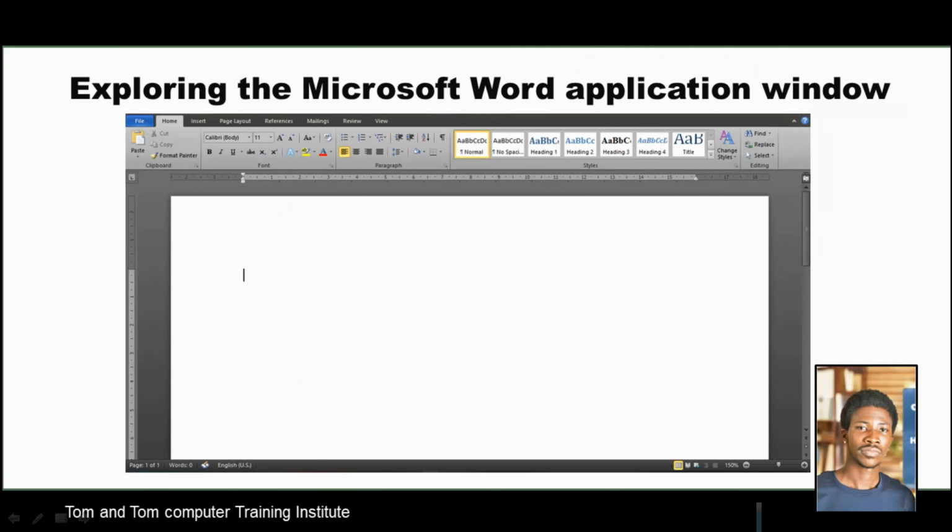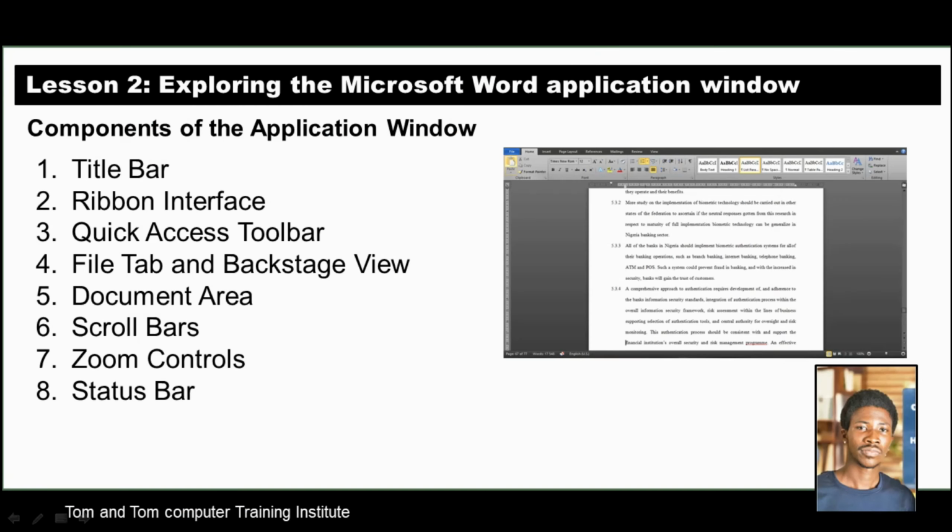So the components of the Microsoft Word application window include the title bar, the ribbon interface, the quick access toolbar, file tab and backstage view, document area, scroll bar, zoom control, status bar.